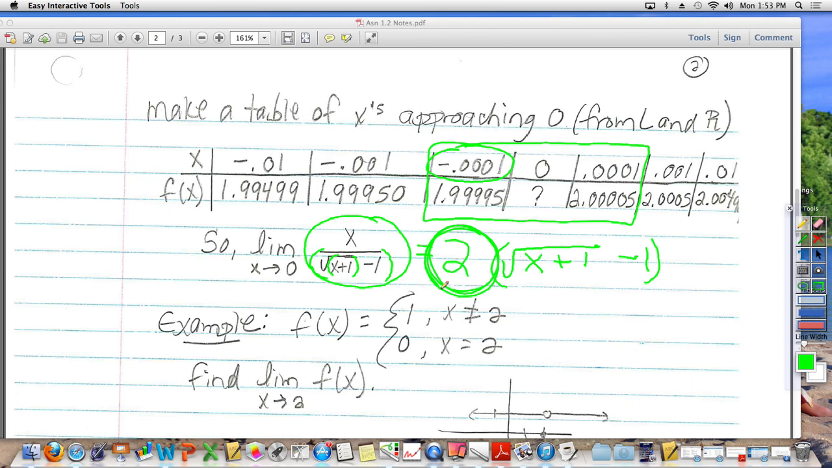All right. Another example. F of x is equal to 1, f of x is equal to 0. But f of x is equal to 1 for any x value that is not equal to 2. But f of x is equal to 0 for any x value that is 2. How many x values do we have that are exactly 2? 1. So, in other words, this is called a piecewise function. Do you remember talking about them last year?